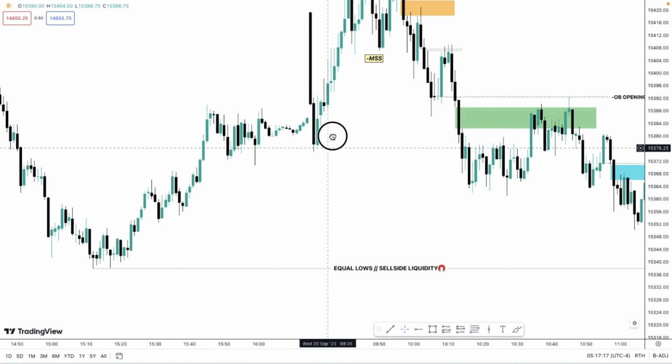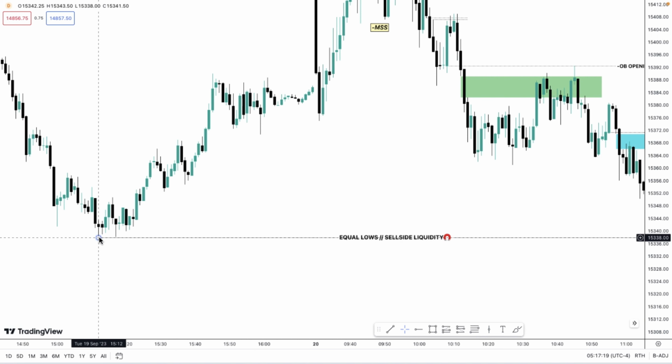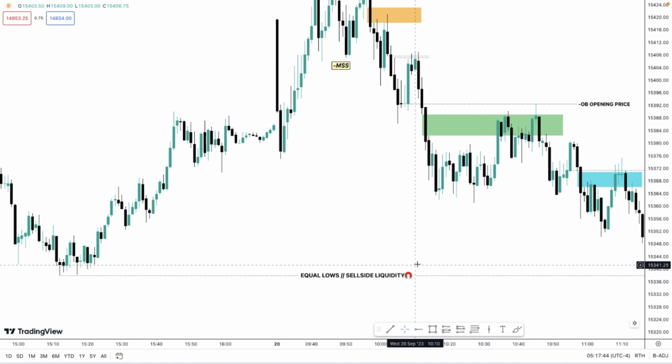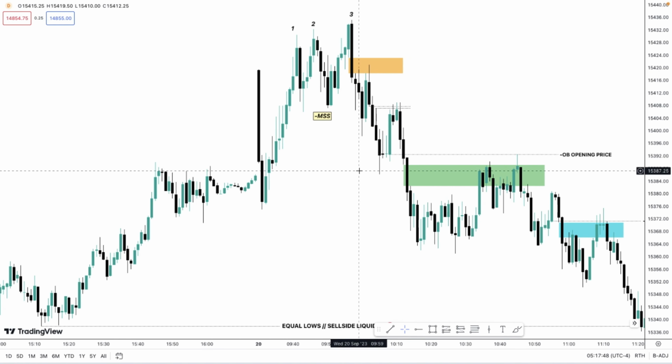So which liquidity are you aiming for? We have relatively equal lows. Notice this low here and this low, they are relatively equal. So we call those relatively equal lows. That's sell side liquidity. So we want price to trade to that. We are using this as a draw on liquidity. Hence, I'm using this emoji to emphasize that price will draw to that. So that's the liquidity we're aiming for.